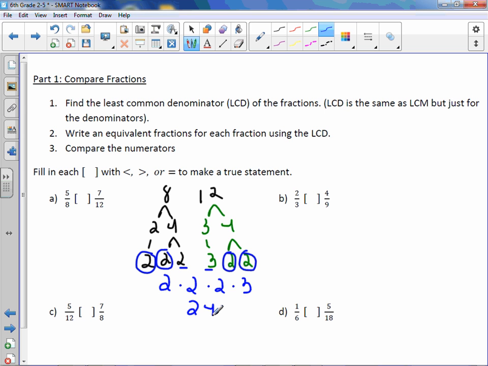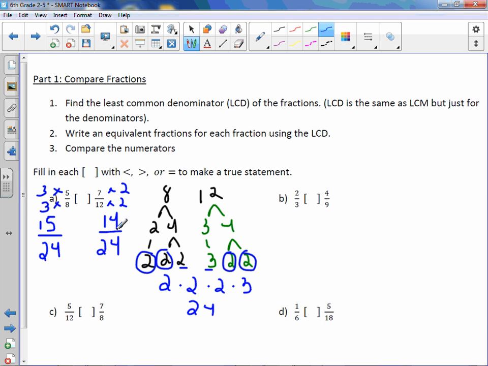So we need to make these equivalent fractions. I need them both to have a denominator of 24. Well, how do you get from 8 to 24? To get from 8 to 24, you times 3. So you do the same on the numerator, times 3. And 5 times 3 is 15. In the second fraction, we go from 12 to 24, and we get there by multiplying by 2. And we do the same in the numerator. 7 times 2 is 14.